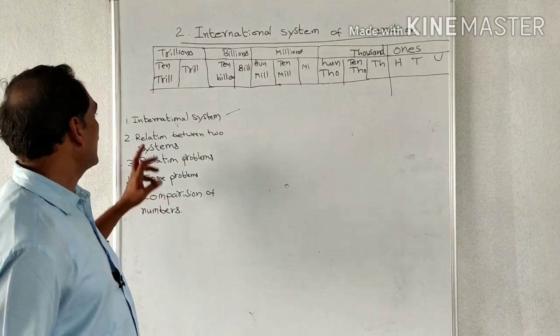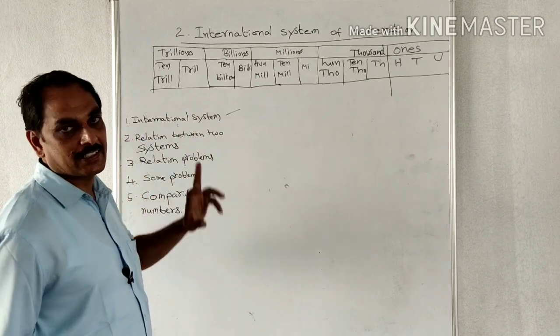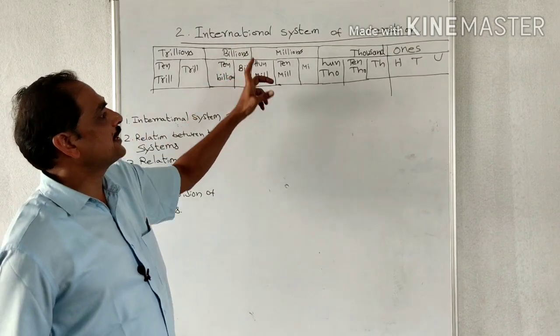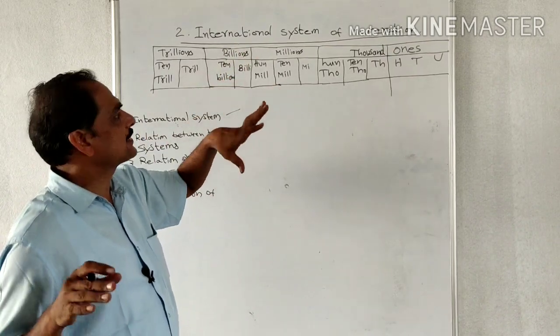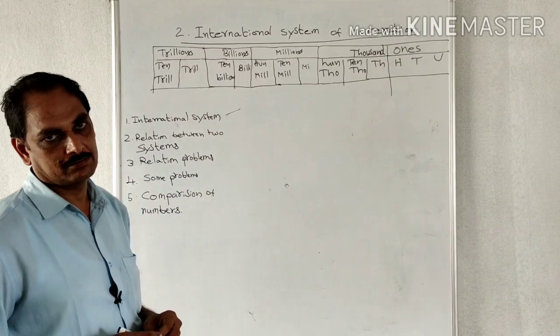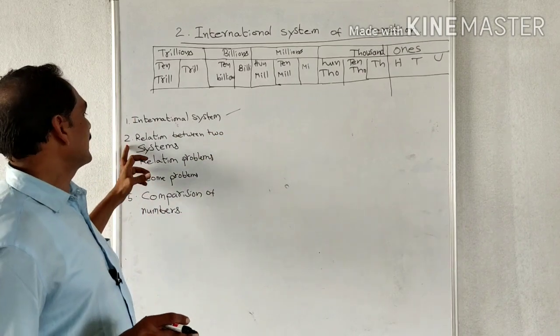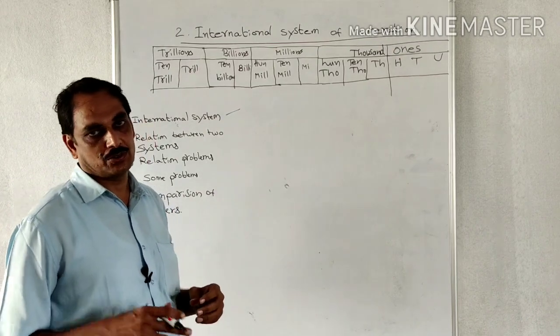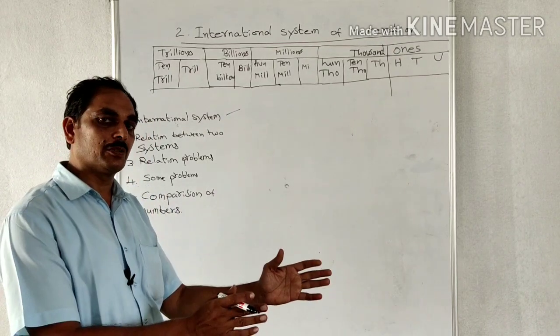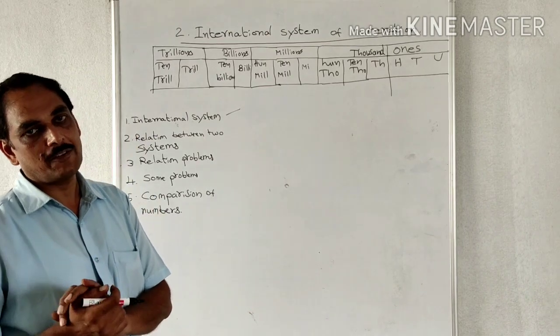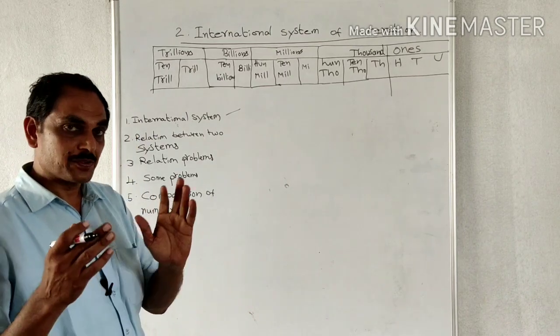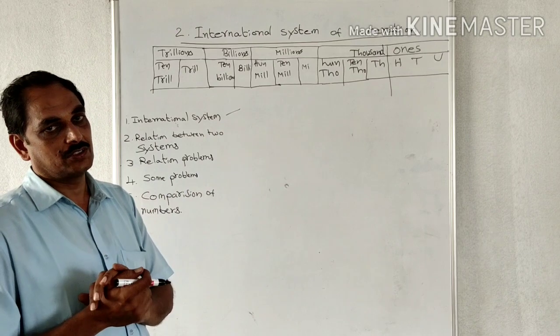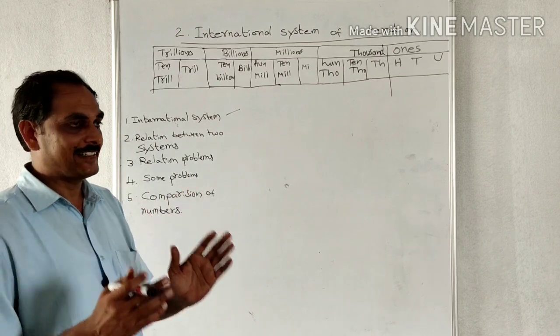First, we already discussed the International System, and this is the place value chart of the International System of Numeration. Now let us go to the relation between two systems. Two systems means the Indian System of Numeration and the International System of Numeration. When we observe these two tables, we can find the relations.